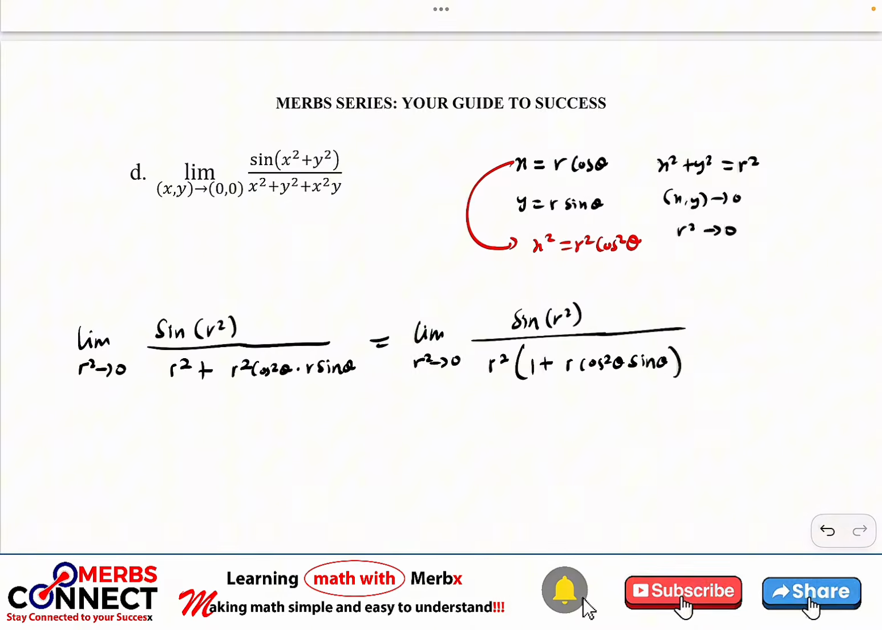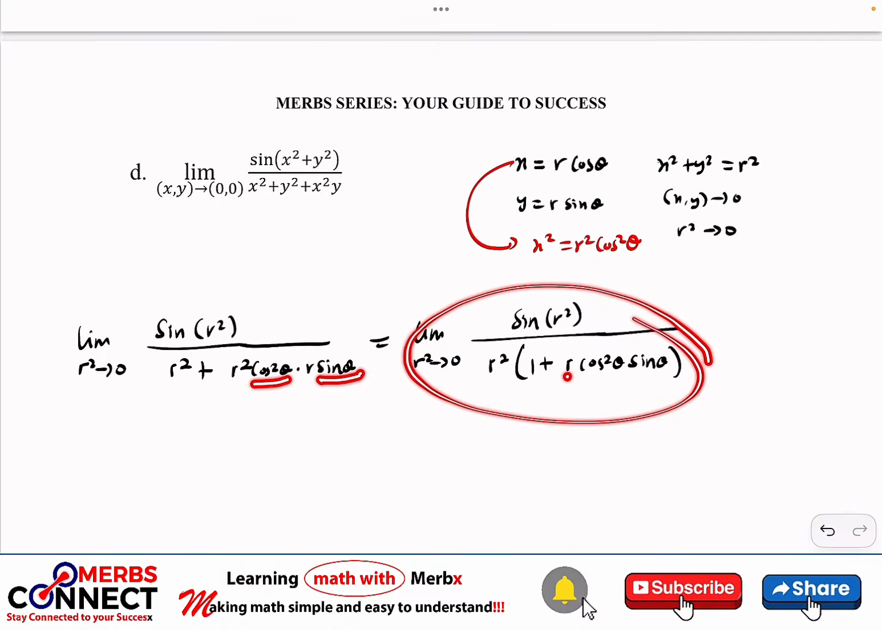So what did I do here? I just brought r squared out. When I do that, this one will be left with 1, and I have 1 r here. So when I factor this one out, it will be left with just r cos squared theta sine theta, which is this.